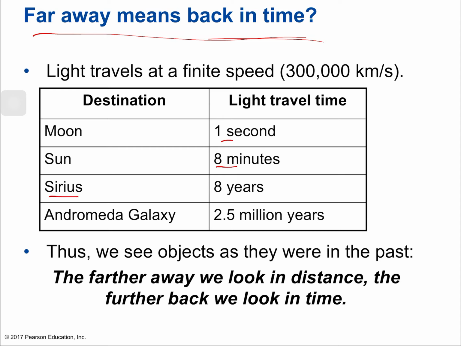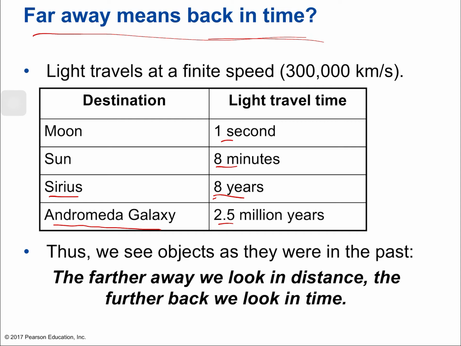Here's Sirius, a nearby star, actually quite close to us. It's 8 light years away. That means it takes light 8 years to travel from Sirius to us. So when we look at Sirius, we're looking back 8 years in time. When we look at our closest galaxy, now we're looking back 2.5 million years. So the Andromeda galaxy that we see, this is how the galaxy looked when humans were first evolving 2.5 million years ago. Now we're looking way back in time.